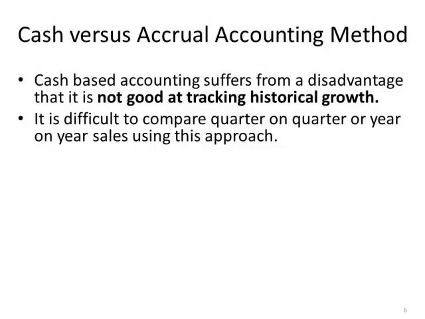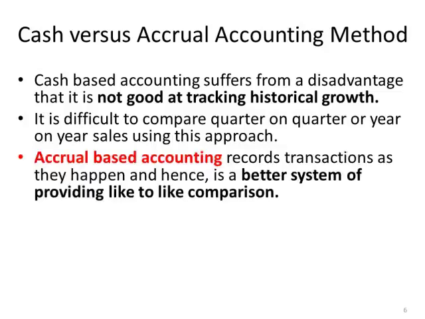So when it comes to comparing companies' performance over time, looking at how they performed this quarter versus last quarter, or this year versus last year, in these situations, accrual accounting does a much better job of telling us this information. So as we said, accrual-based accounting records transactions as they happen, and hence is a better system of providing like-to-like comparison.